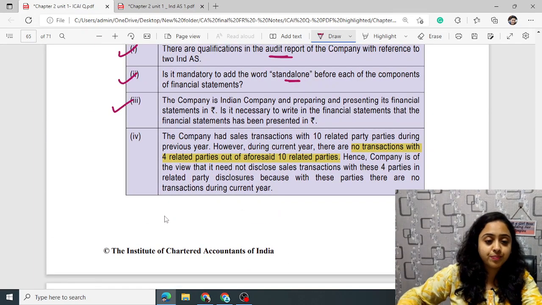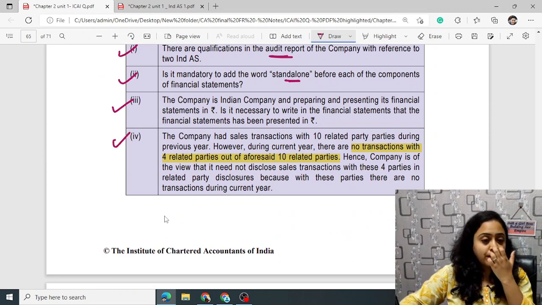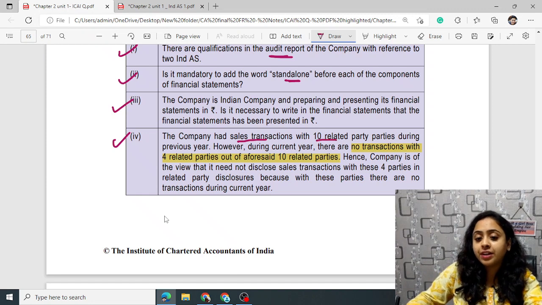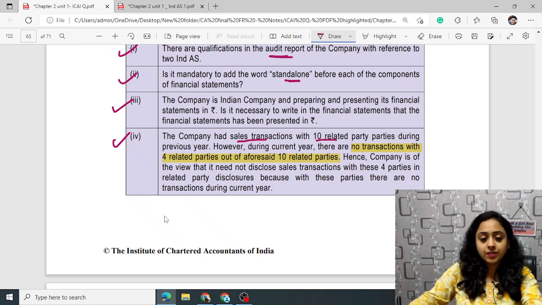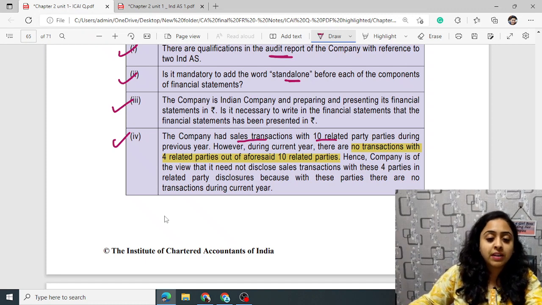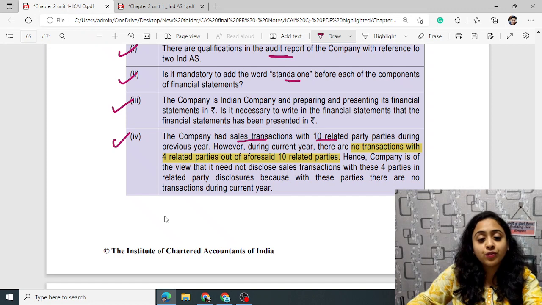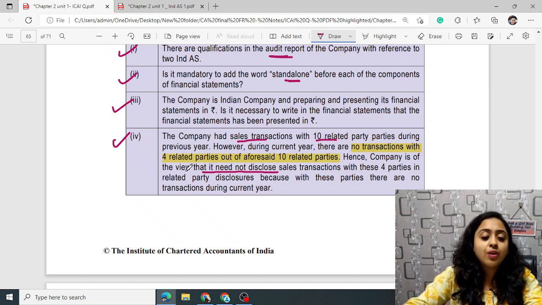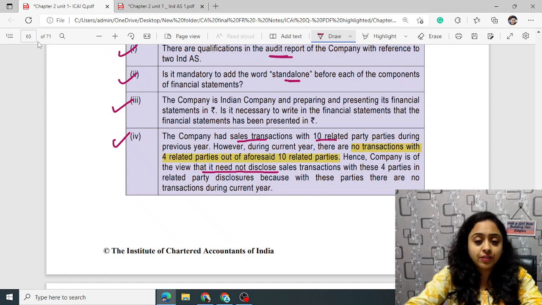Let's see question number 4. 5.4, okay. The company had sales transactions with 10 related parties during the previous year. However, during the current year, there are no transactions with 4 related parties out of the aforesaid 10 related parties. Hence, the company is of the view that there is no need to disclose sales transactions with these 4 parties in related party disclosures, because with these parties there are no transactions during the current year.